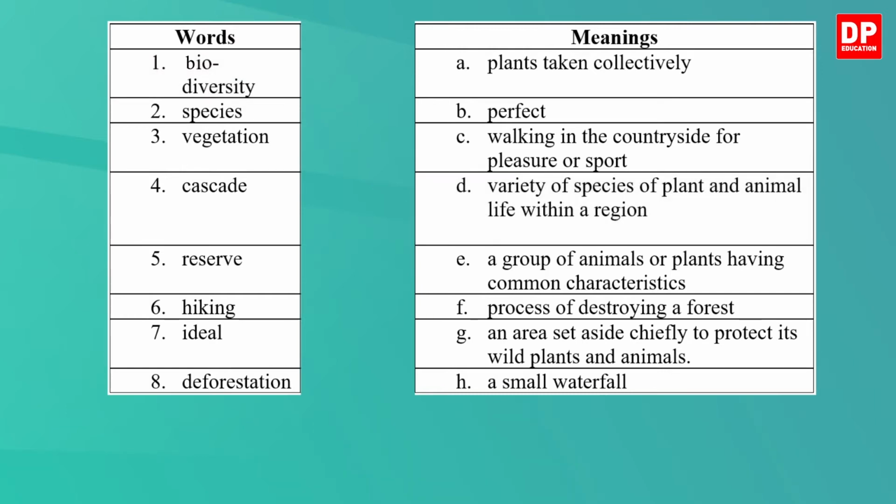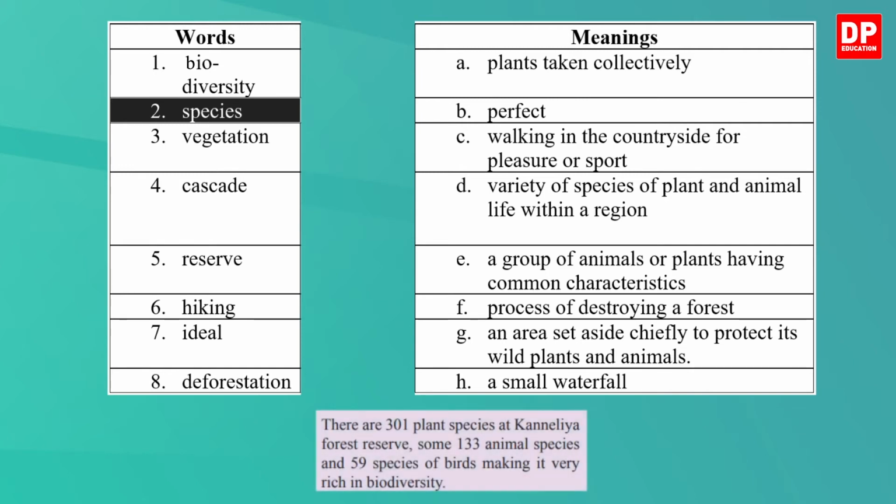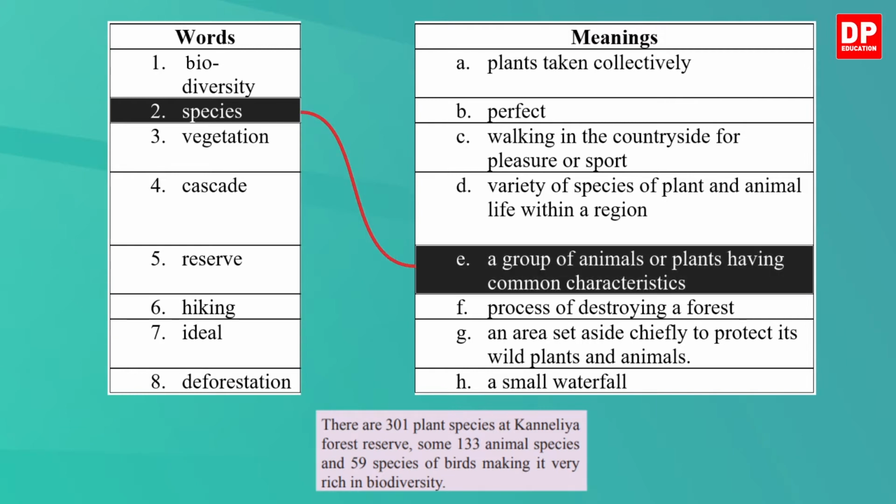Now the second word, it's species. Under the section for biodiversity, the word species appears many times. It talks about plant species, animal species and the bird species. Okay, can you guess the meaning of the word now? It's E. A group of animals or plants having common characteristics.